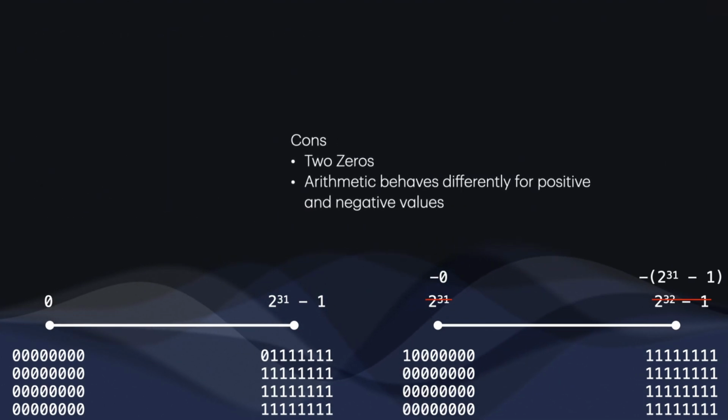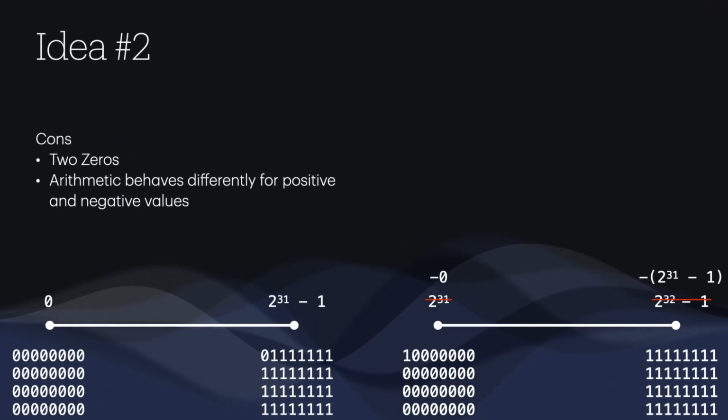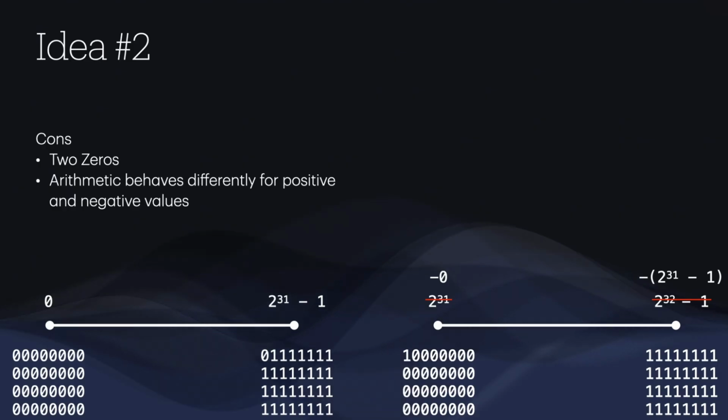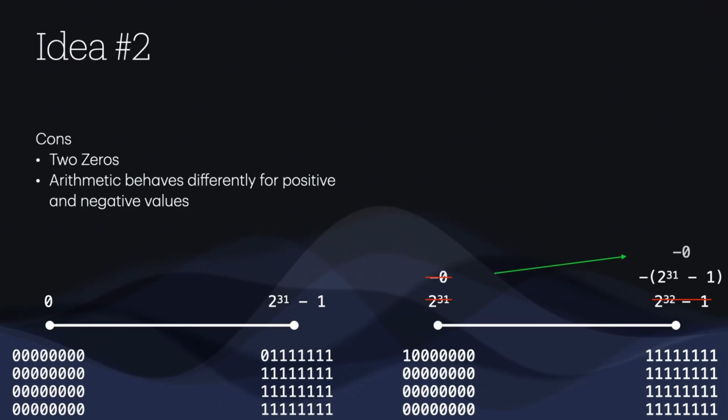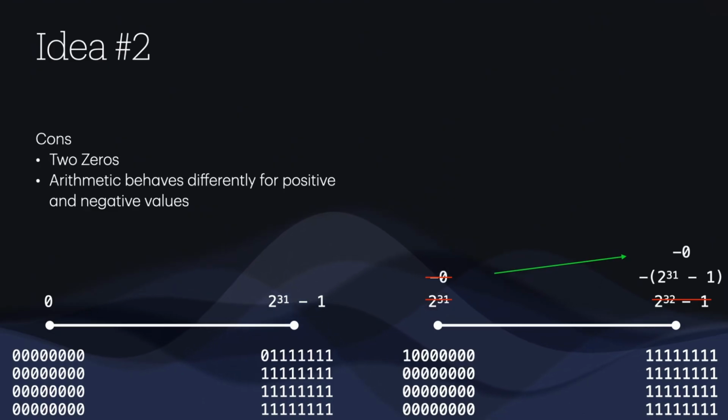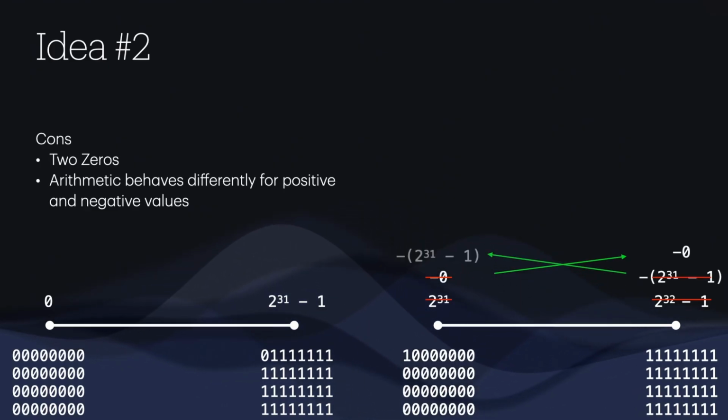Let's see if we can fix these two issues. First, let's address the issue of the right side of the number line decreasing instead of increasing. Let's just try reversing the number line. So what we're going to do is move -0 to the right side of the number line and -2 to the power of 31 minus 1 to the left side. Now the right side of the number line is also increasing as we go left to right.